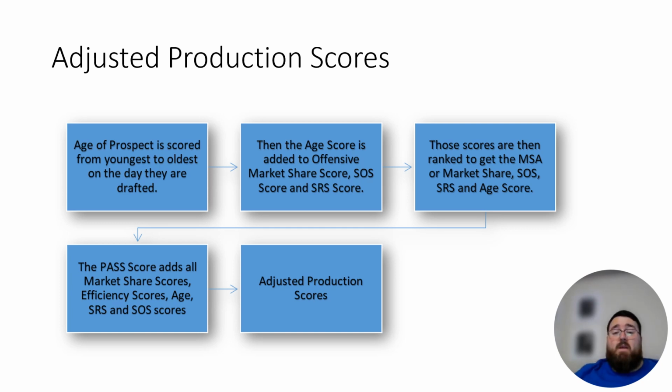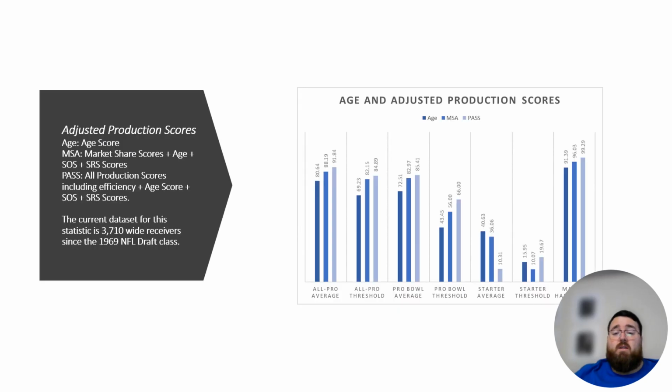How productive were they for the team that they played on? How productive were they for the level of competition that they faced? And in terms of Marvin Harrison Jr., in terms of those particular numbers, fantastic. 90 plus percentile in terms of his age score, 90 plus percentile in terms of his MSA score, and 99 percentile in terms of his PASS score, which is all the production scores added together.